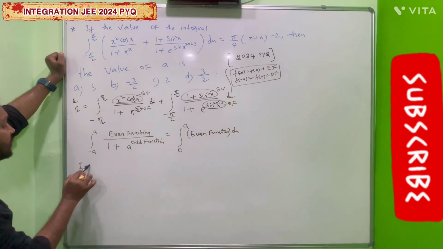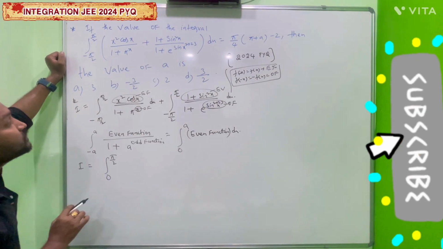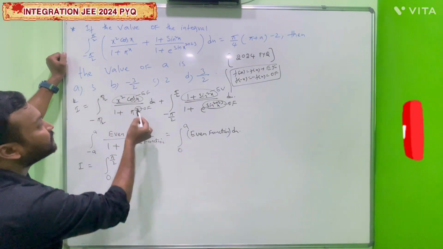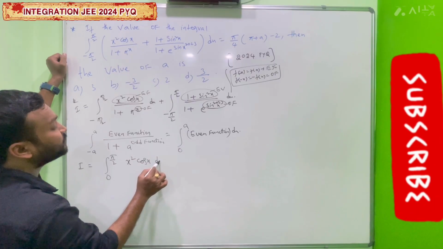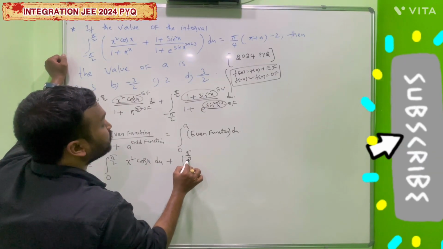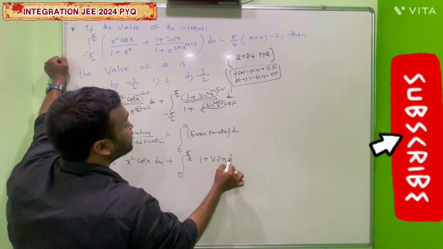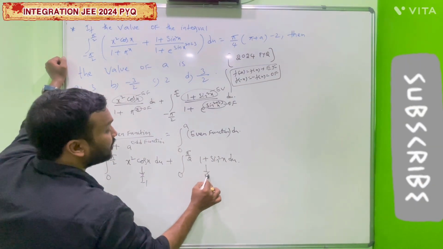Now I is equal to integration of 0 to pi by 2, so integration of even function. What is the even function here? So we got here even function. Even function is x square cos x with respect to dx plus integration 0 to pi by 2 even function. What is the even function? 1 plus sine square x with respect to dx. Now first what I will do here, this is I1 and this is the I2 value.